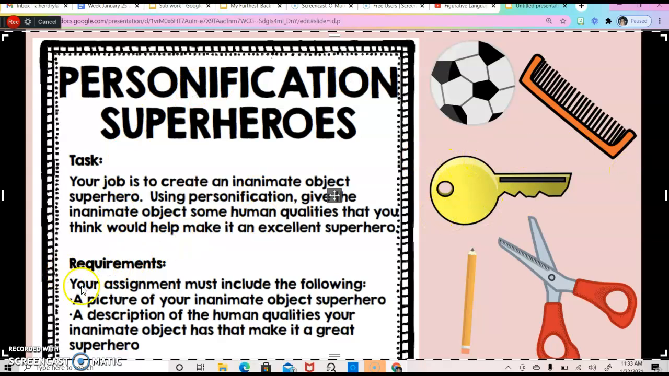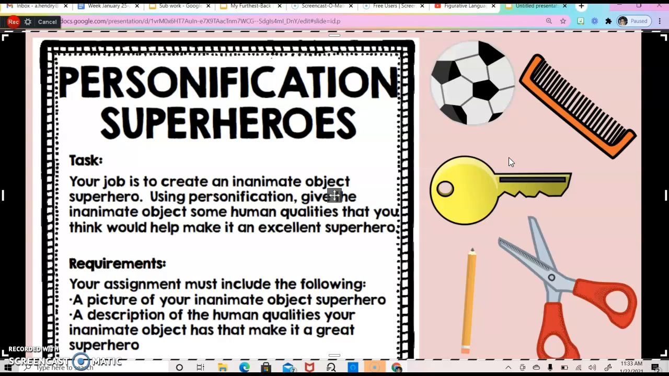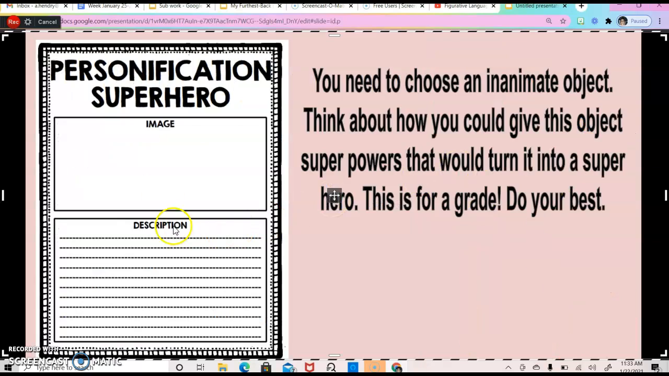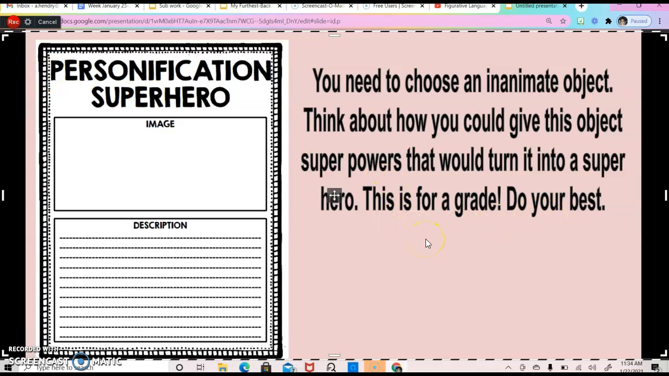All right. And so then your assignment must include a picture of the inanimate object superhero, and a description of the human qualities your inanimate object has that make it a great superhero. So here's what it's going to look like. Your sub is going to give you this paper, and you're going to choose an object. Think about how you could give this object superpowers, human type superpowers that would make it an excellent superhero. And this is for a grade, so you need to do your best.